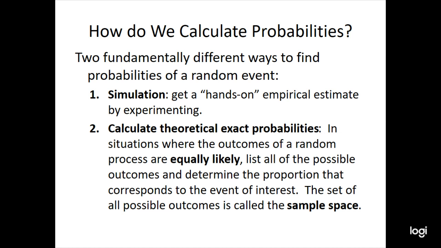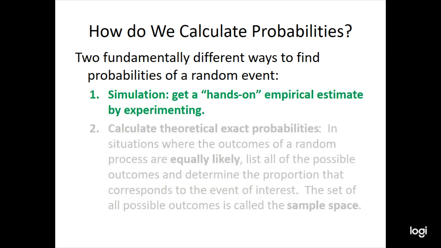Okay, we have two fundamentally different ways to calculate probabilities. One way is approximately, and that's what we've done so far with the random babies problem. We do a simulation, right? We do lots and lots of trials, and then we calculate how often some event of interest occurs, and the proportion is our estimate of the probability. That's one way to do it.